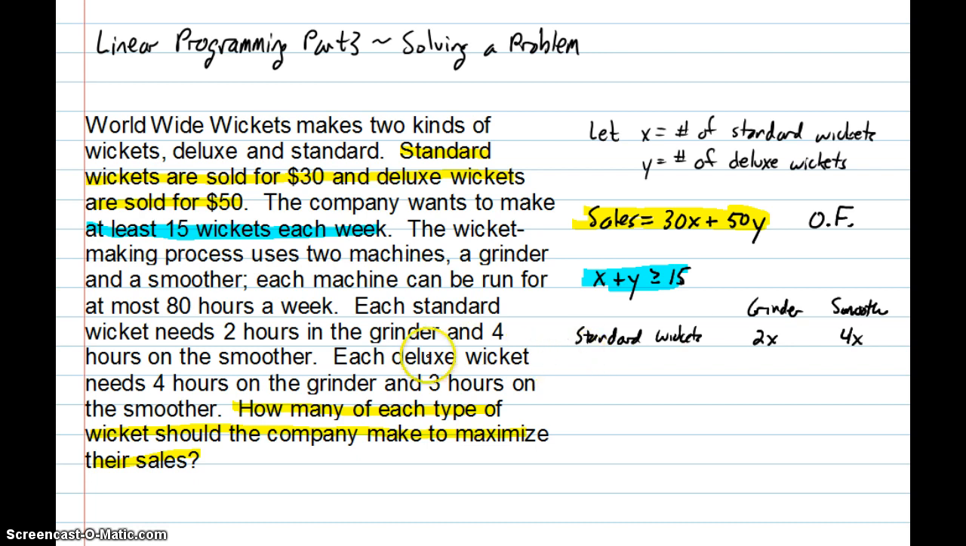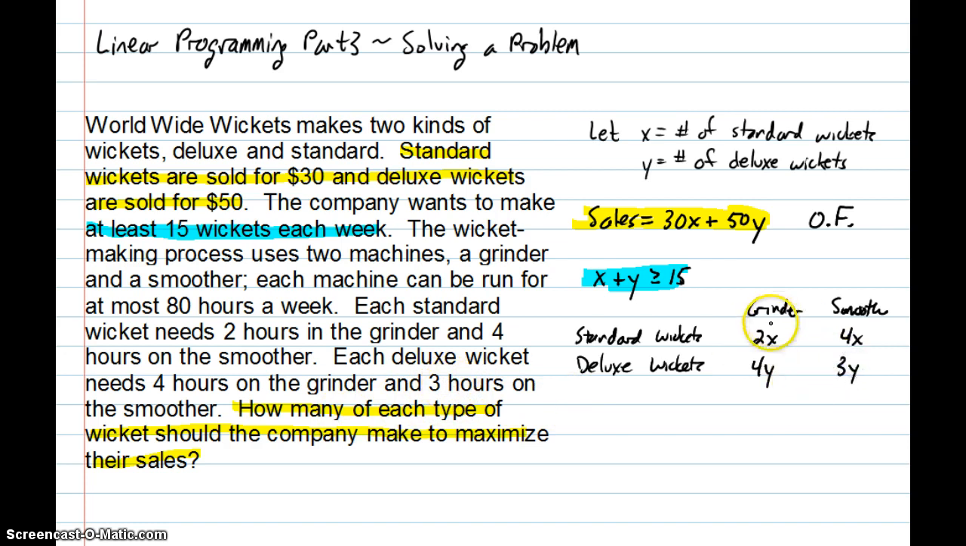Each deluxe wicket needs 4 hours on the grinder and 3 hours on the smoother. I'm talking about deluxe wickets, so that's Y. I'm going to write down deluxe wickets. So if I make Y deluxe wickets, then I need 4Y hours on the grinder and 3 hours on the smoother for each wicket. So that means I need 3Y total hours.